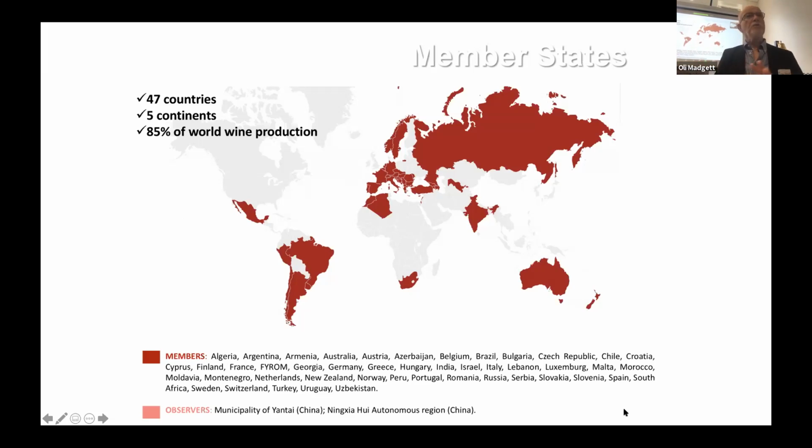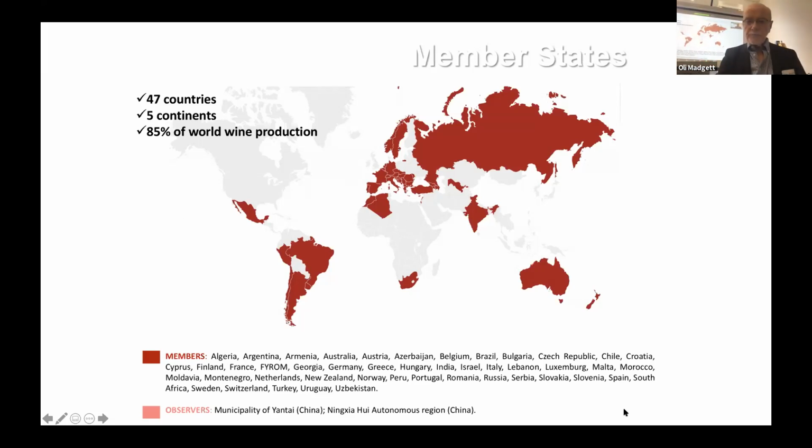So I won't dwell on who the members are, why they're there. We certainly have observers out of China, but not the People's Republic of China as such, although they've translated the Enological Code of OIV. So that's one of the ones that's been adopted and translated by China, for example, as their working reference.